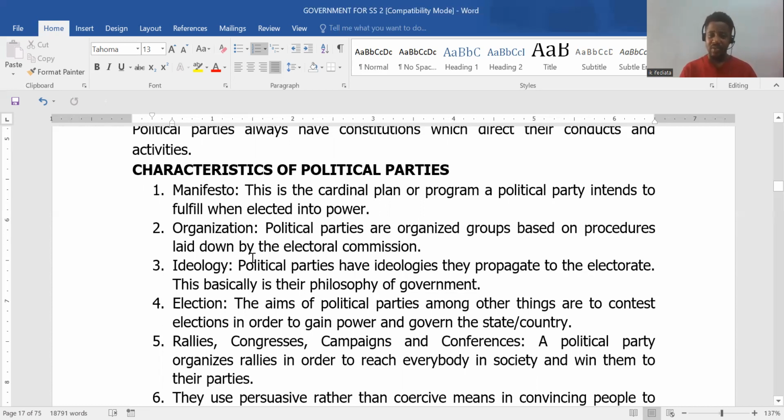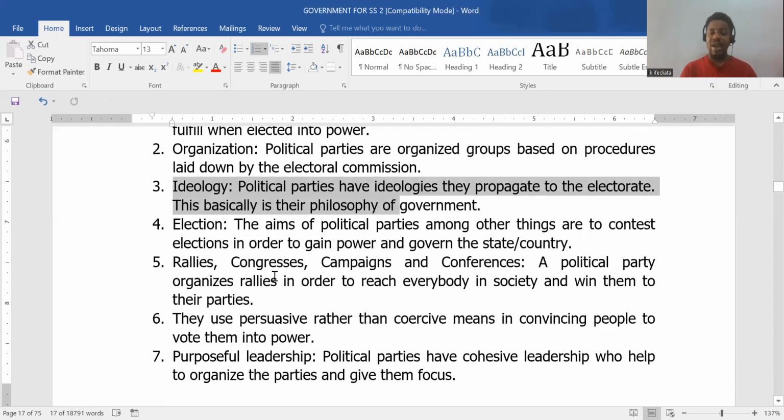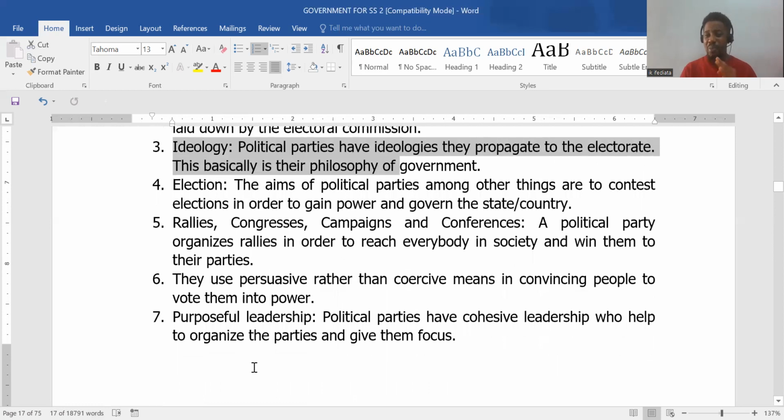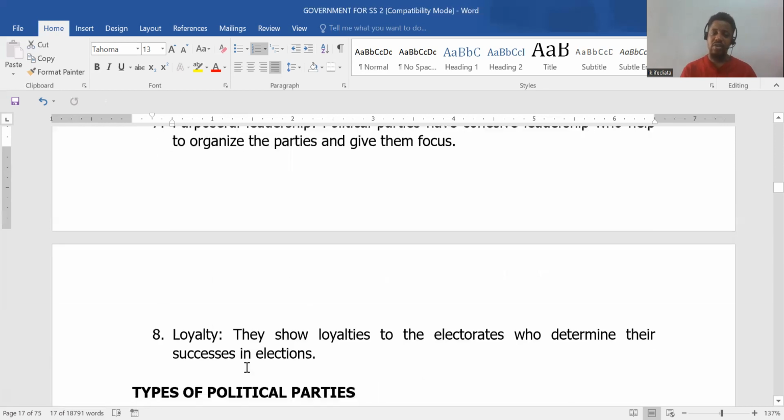So they are organized, right? They're an organized group of people that share same ideology. Can you see it? They have similar ideology, whether it's to renew hope, or whether it's to change, or whether it's power to the people and the likes. Now, the aim of political parties, they have one aim: to win election, to control the government. They employ means like rallies, congresses, campaigns, etc., in order to achieve their goals and objectives. And they can also persuade people, convince people to vote for them. These are some of the features. And they have purposeful leadership. Leadership is goal-oriented. There is a goal, there is a target, right?